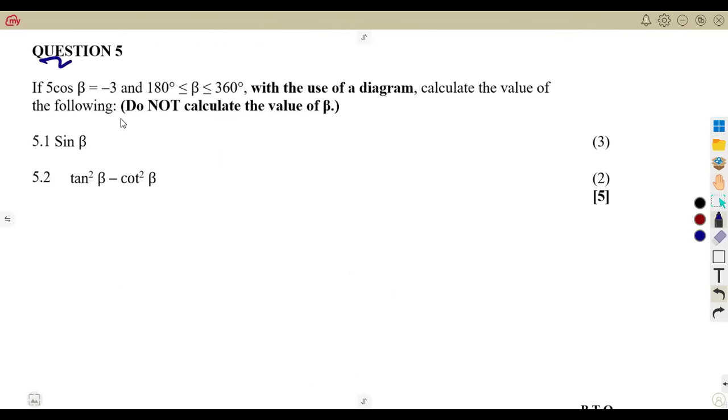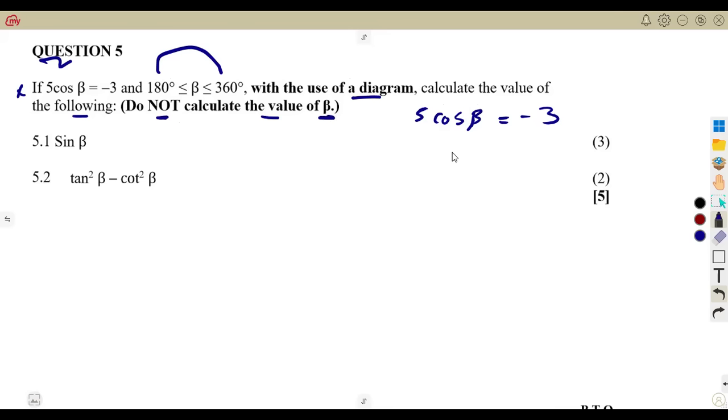On question number 5, you were given that 5 cos of beta minus 3 is equal to minus 3. And our beta, which is the angle, is taken between 180 and 360 degrees. With the use of a diagram, calculate the value of the following. Do not calculate the value of beta, but use a diagram. All right. So this is it.